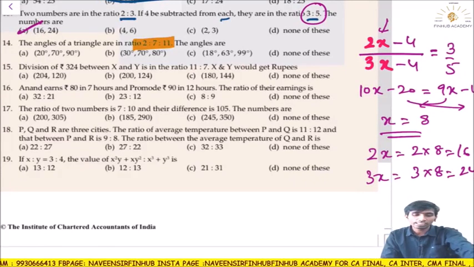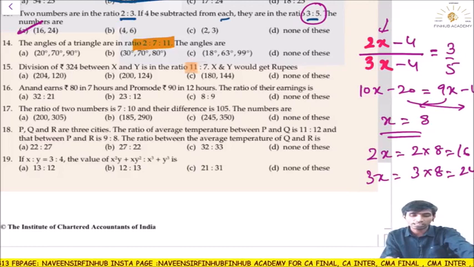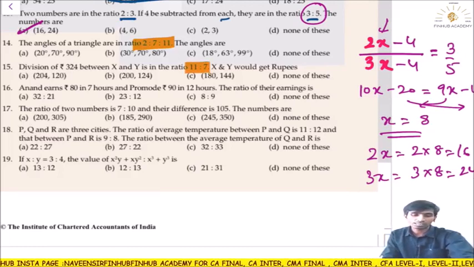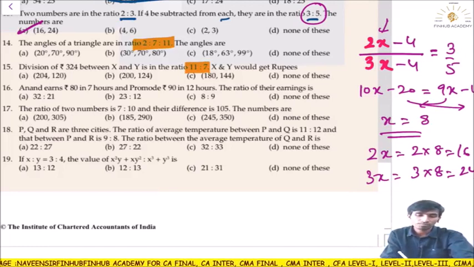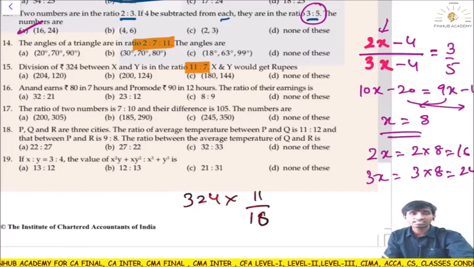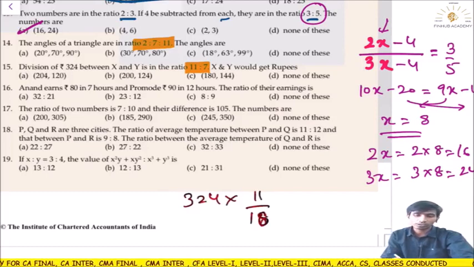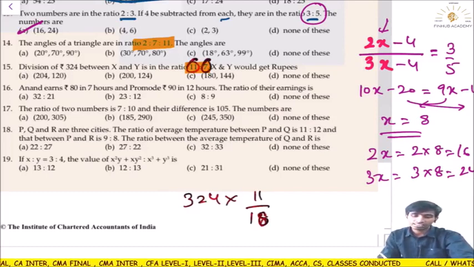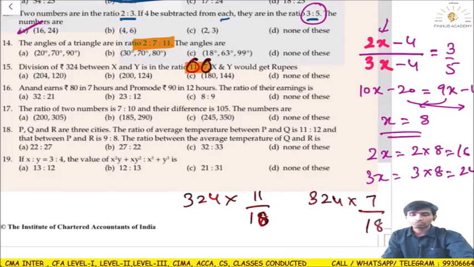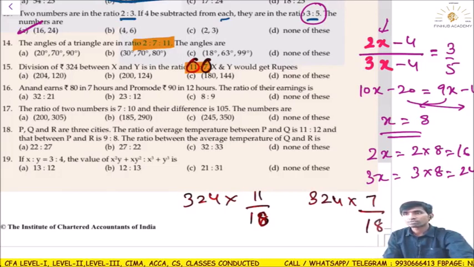The division of 324 between x and y in the ratio 11:7: x would get and y would get how many rupees? How will we calculate the division? 324 into 11 by 18. This is how we make the division. How did I get 18? 11 plus 7. And 324 into 7 by 18. So you have to just cancel it out. Okay. Check what the answer is.